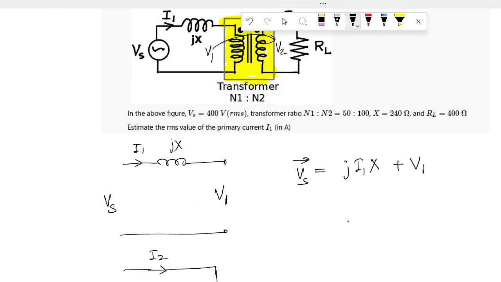So what will you do? This will be jX, and this is Vs. After referring, what will be the value of RL? This will be 100 ohm, sir. RL dash is equal to RL divided by A squared. What is the value of A? A is equal to 100 upon 50, that is 2. So RL was 400 ohm; divided by 4, it becomes 100 ohm. And X is already given in the question as 240 ohm.